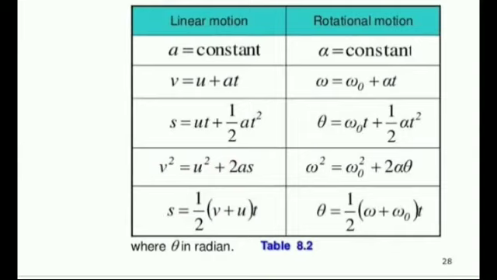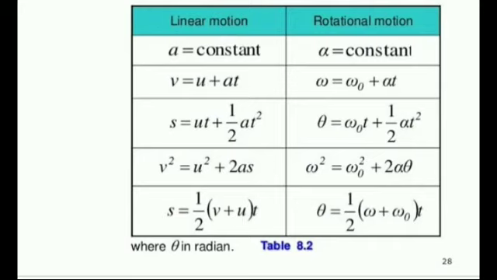Kinematic equations of circular motion. The first equation: in linear motion, v is equal to u plus a t. In angular motion, omega is equal to omega naught plus alpha t. Then the second equation: s is equal to u t plus half a t squared. In angular motion, theta is equal to omega naught t plus half alpha t squared.